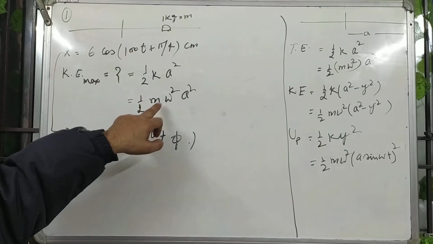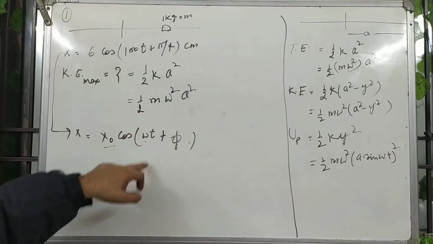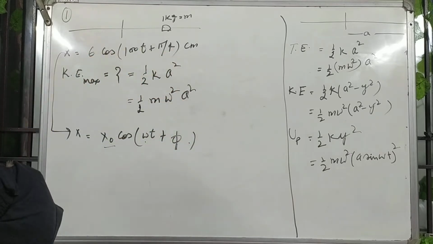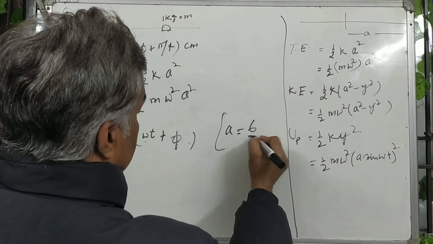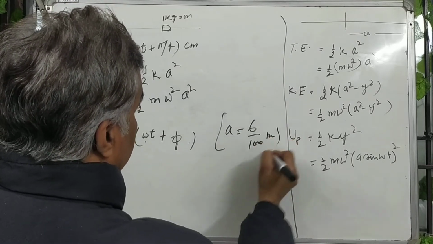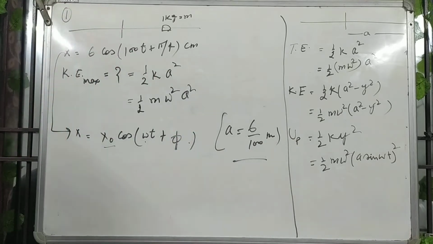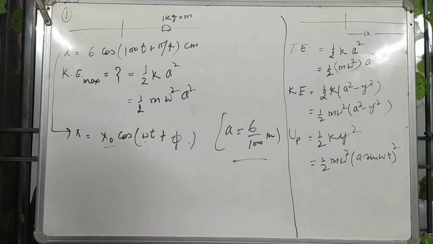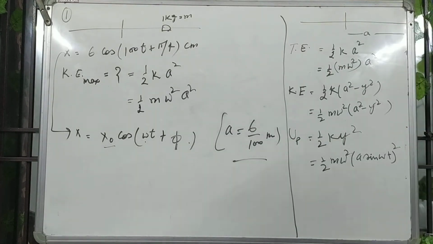So you write mass 1 kg, omega is 100, and amplitude A is 6, but it is given in centimeter. So in place of A, you must write A equal to 6 out of 100, that is in meters, because then it will be in the MKS system, in joules. Try your best. Please tell me if any doubt is there. And next question.